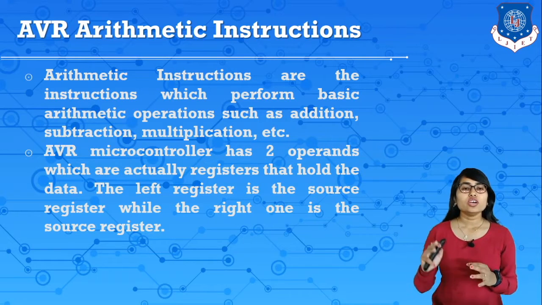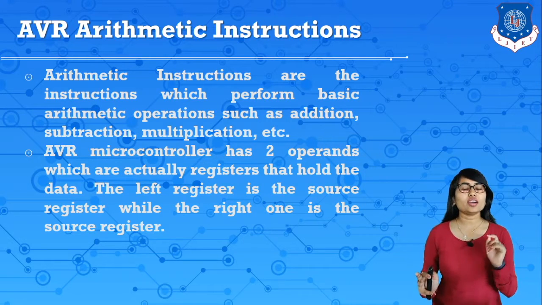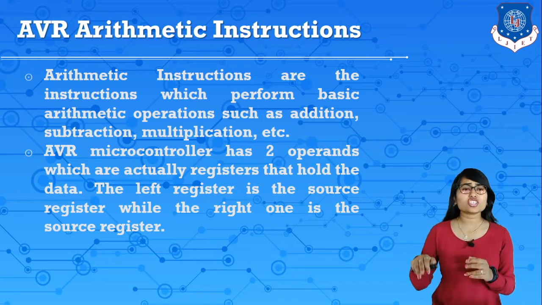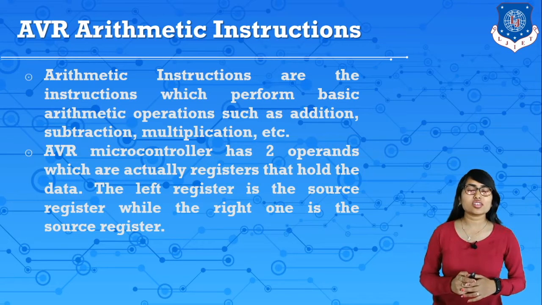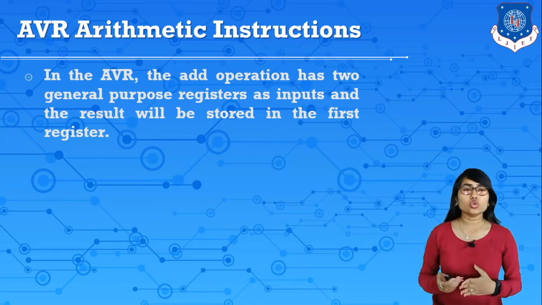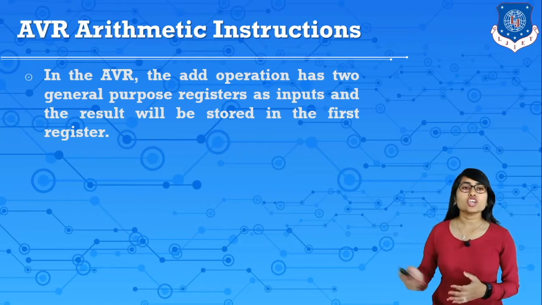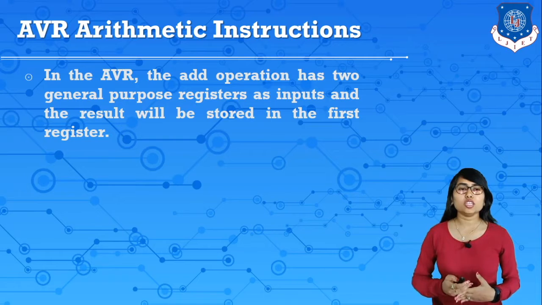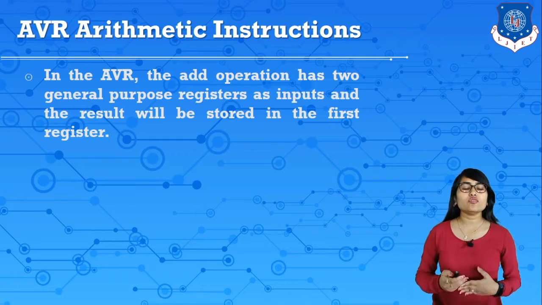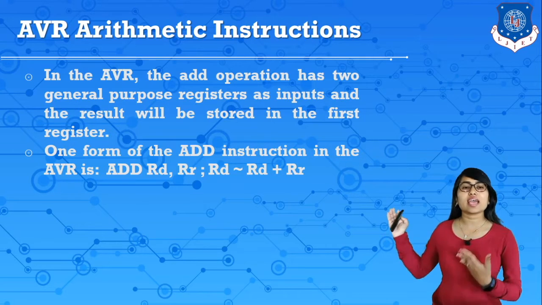Whatever the data of the source is, it is operated on with the destination register, and whatever the result of the operation is, it is stored in the destination register. These AVR arithmetic instructions first include add operations. In the AVR, the add operation has two general purpose registers as input and the result is stored in the first register. So here there is an instruction of addition, that is the ADD instruction.